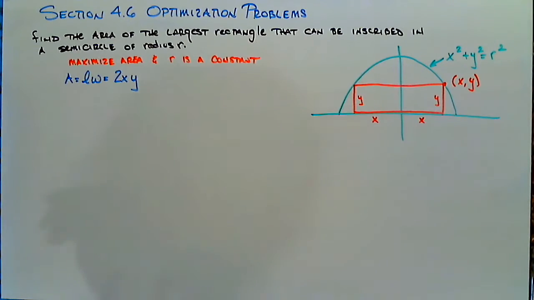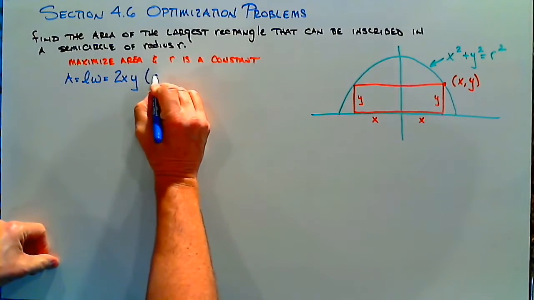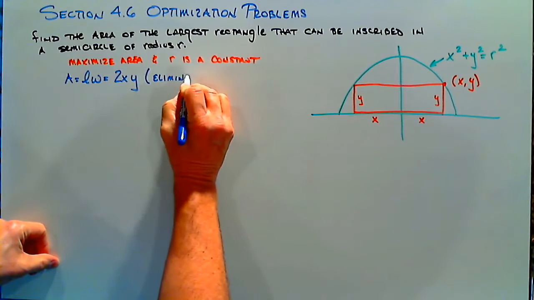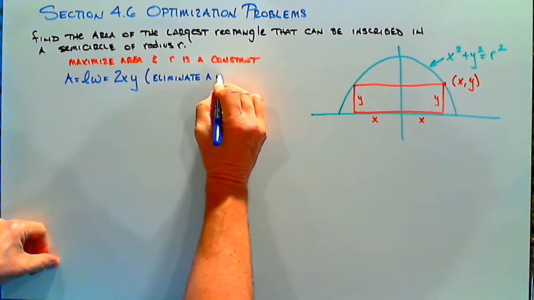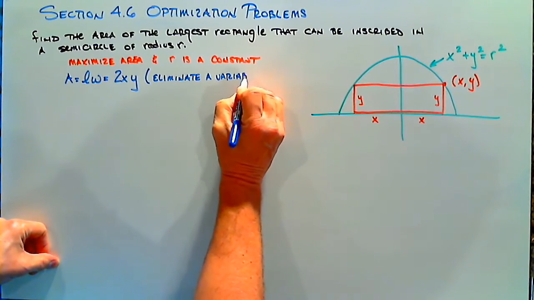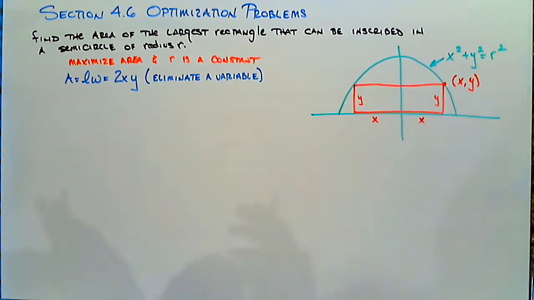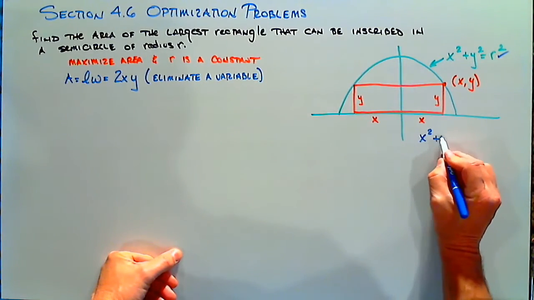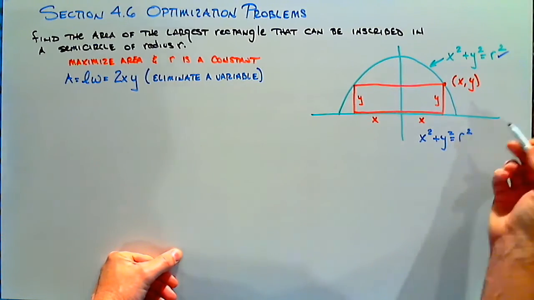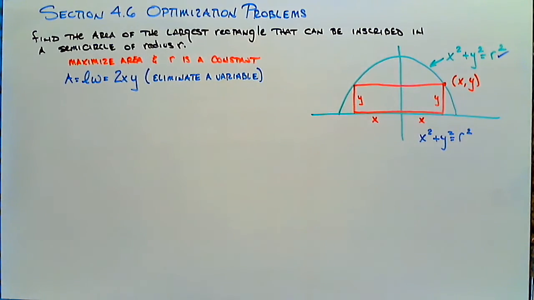So here we sit, staring at our problem. We have our length is 2x, and our width is y. Now, what's wrong with this equation? Well, the same thing has been wrong with all of the equations. We have to eliminate a variable. Now, we have a place to go to eliminate a variable. We know that x squared plus y squared equals r squared. That's the Pythagorean Theorem, or it's the equation of the circle, whatever you want to call it.